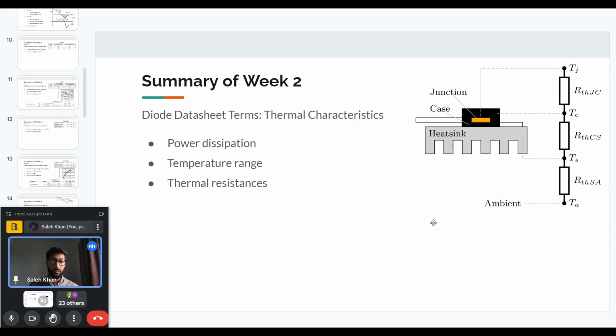So if you know what power loss is happening in your device and you know these different thermal resistances, then you can find the temperature of each point. You can find the temperature of the heatsink, the case, and the junction. And in the data sheet, you will be given a range of the junction temperature that the device can handle. And if the junction temperature goes beyond this range, then the device will get damaged.